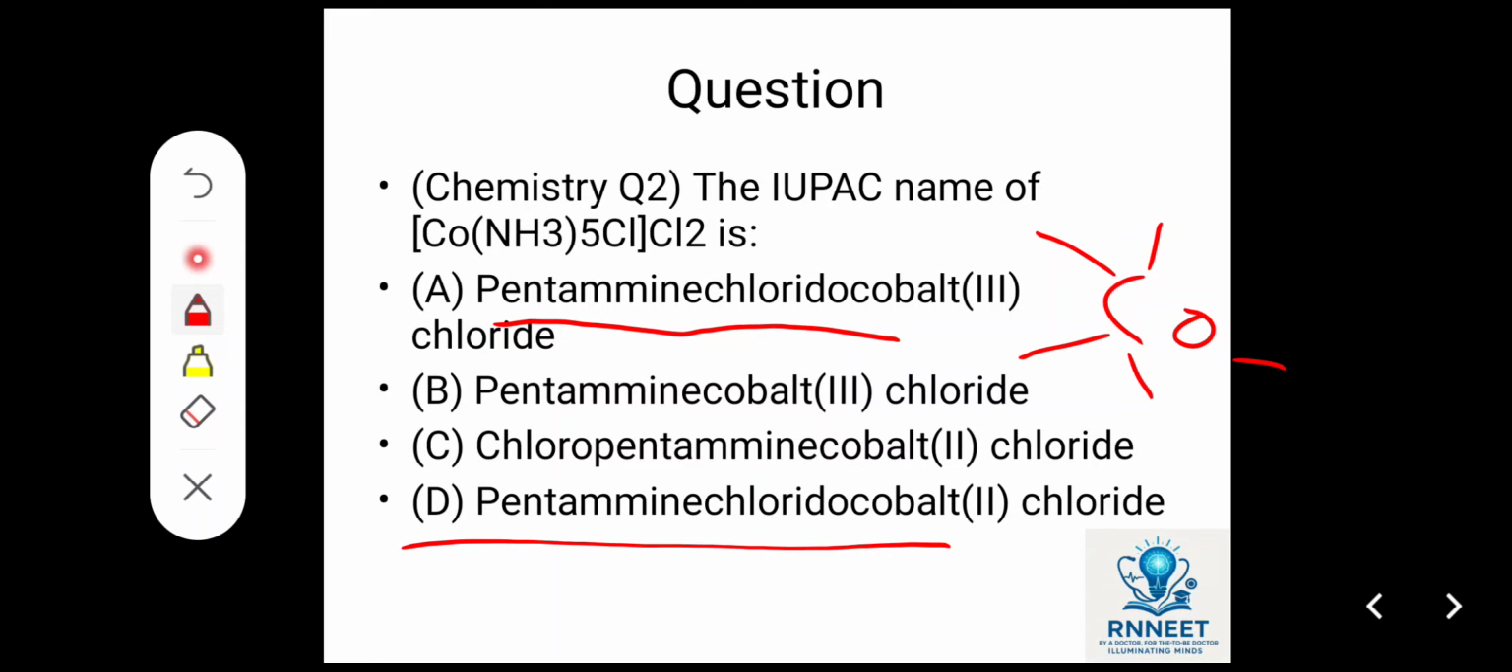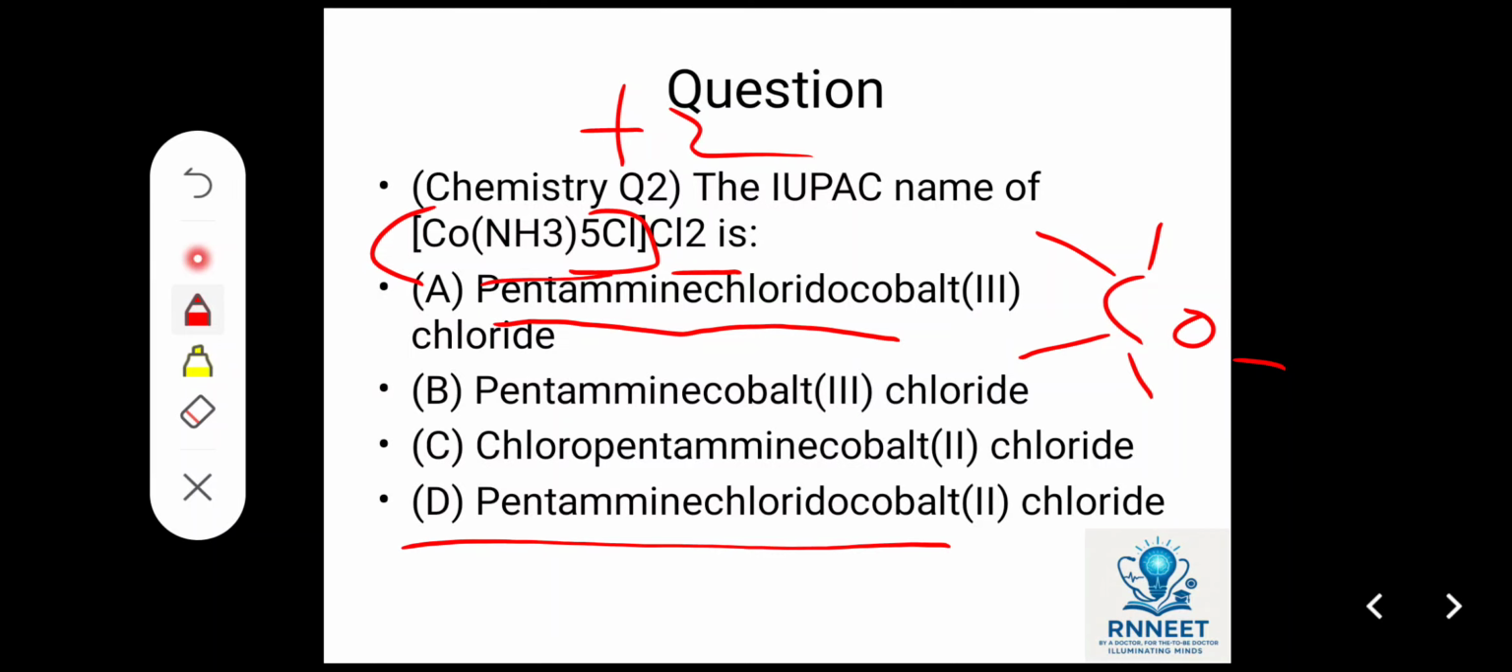Now you know that the central atom is a cobalt. There is your Cl2, which is your anionic ligand. It has got 2. So that means the complex as such has a charge of 2 plus 2.